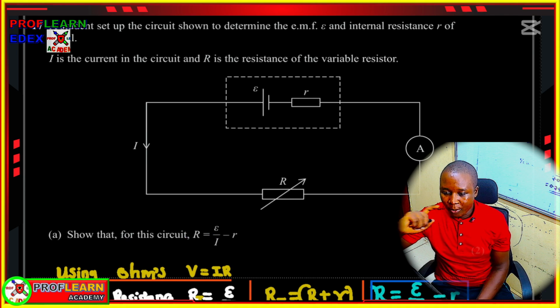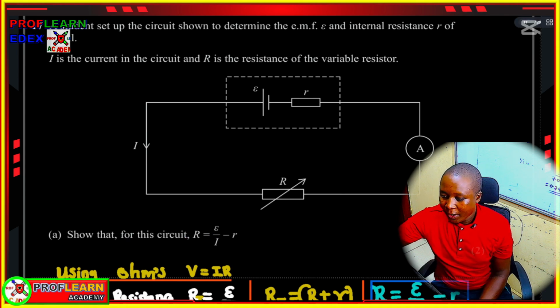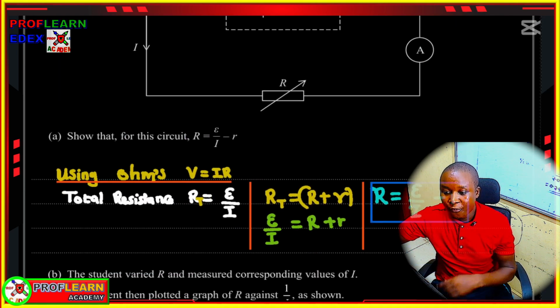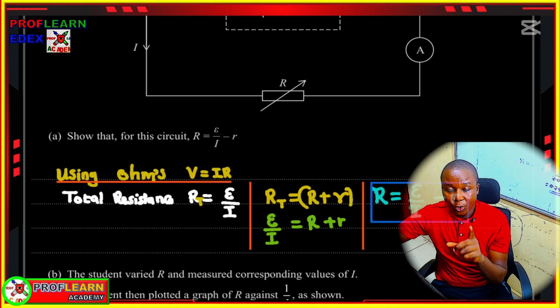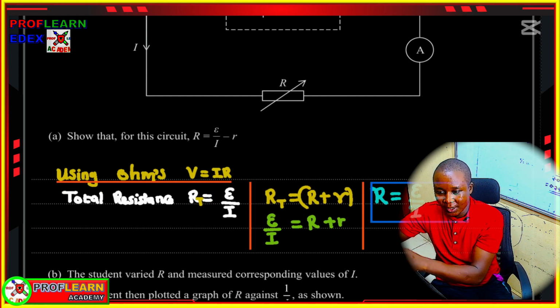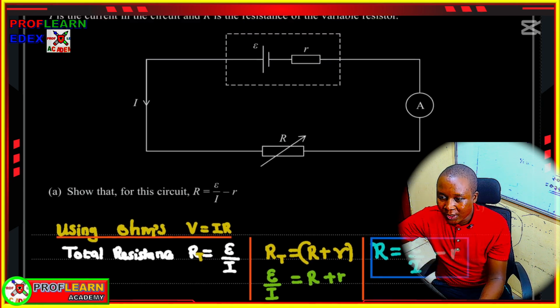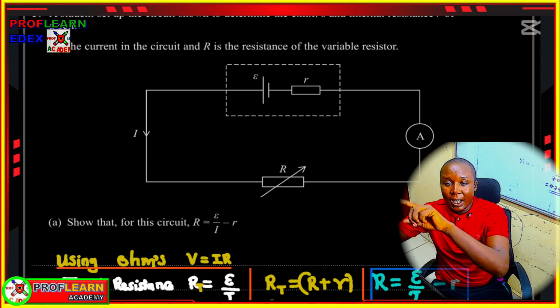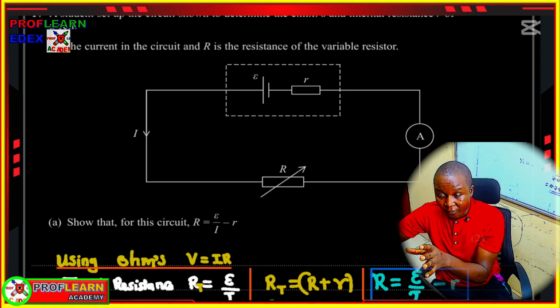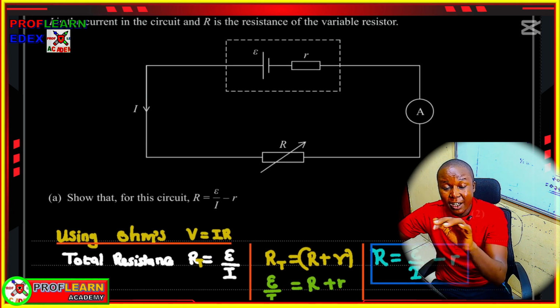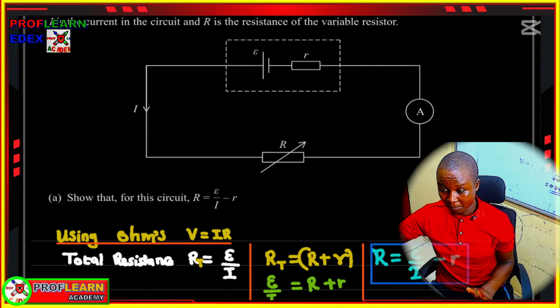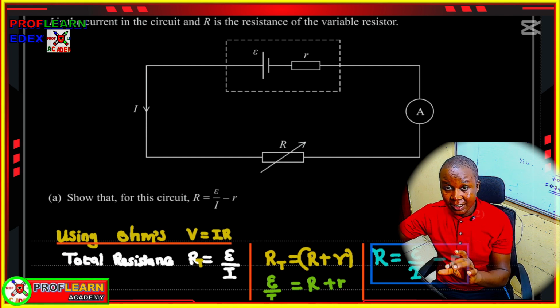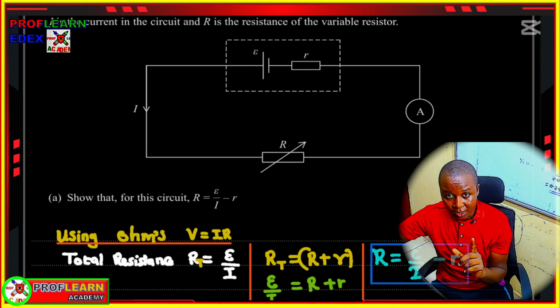How are we going to approach this question? The first thing that we're going to look at, and we need to agree, is that from Ohm's law, we know that voltage is equal to current times resistance. So we can use the current that is flowing in this circuit, which is I, and the total EMF, which is E. Therefore, total resistance is EMF divided by the total current that is flowing through the circuit.